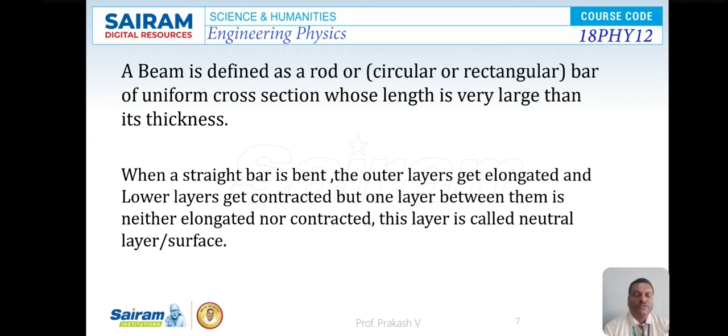This is about beams. That means a beam is a bar or a material which is uniform from one end to another end, whose length is very much greater than the other two dimensions. That's what about beam.